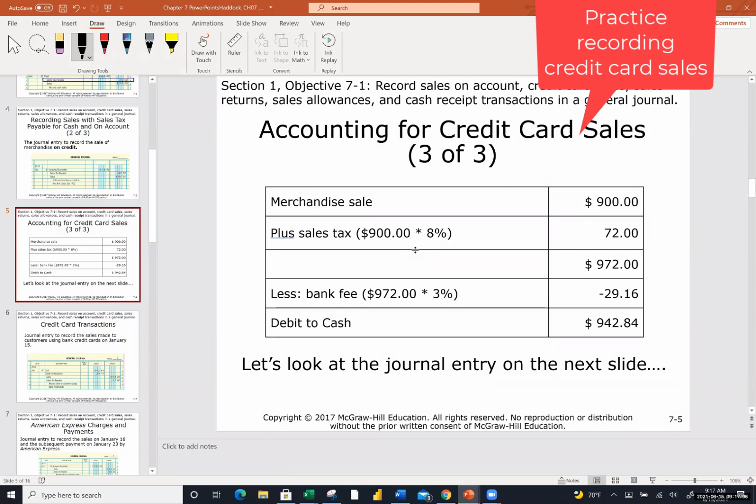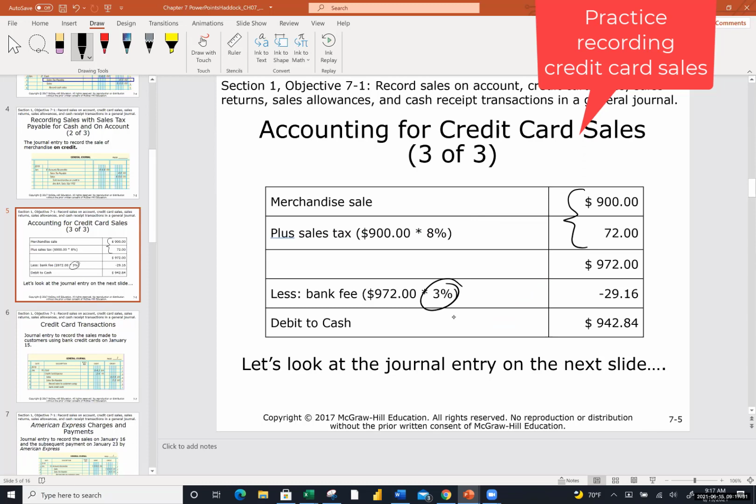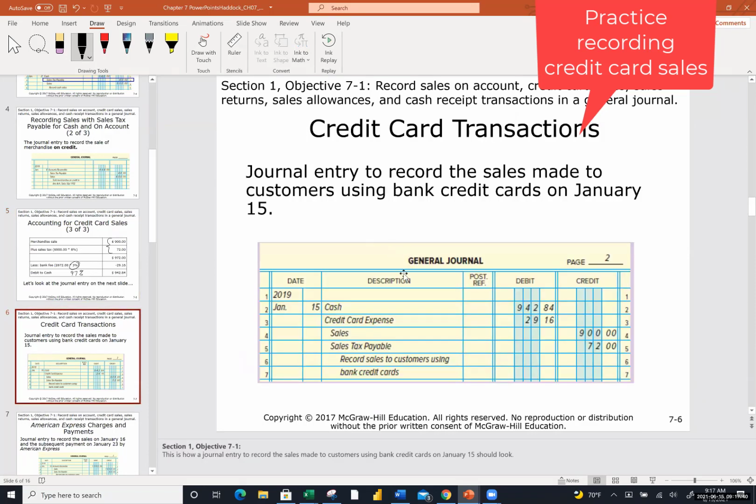So again, as a refresher as to what I hope you already watched or read prior to today, there was a sale of $900. There was an 8% sales tax. That means the amount subject to that fee is the sum of the sales plus the tax. So the 2 of those together was $972. The bank took their 3% fee out, which means the company wound up getting the other 97% of it. And let me show you what that journal entry looks like.